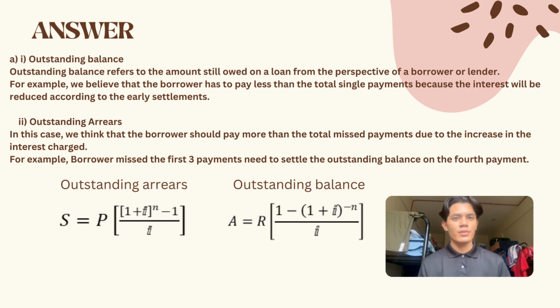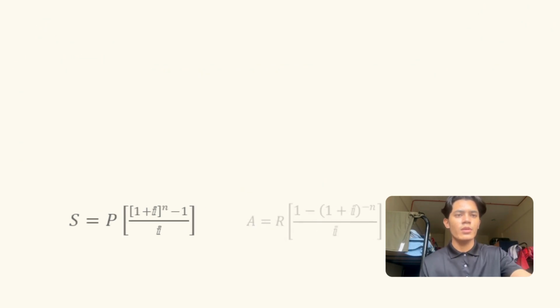Second, outstanding arrears. When you have late payments, in this case, we think that the borrower should pay more than the total missed payment due to the increase in the interest charge. For example, the borrower missed the first 3 payments and needs to settle the outstanding balance on the 4th payment.